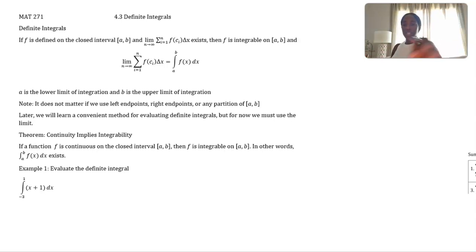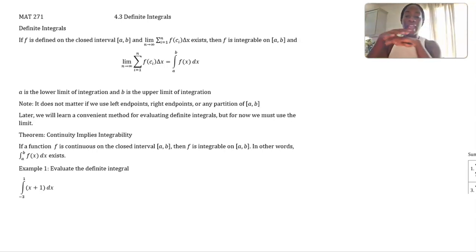Now, when we set up these rectangles, we start with a partition of whatever interval we're trying to find the area under the curve of. It would not matter if we were using left endpoints or right endpoints. We could use any partition, particularly because we are letting the number of rectangles go off to positive infinity.